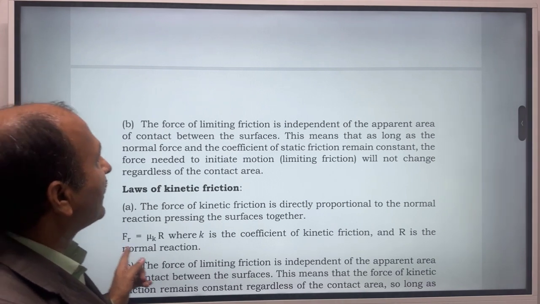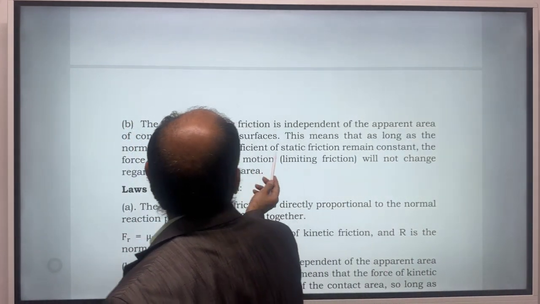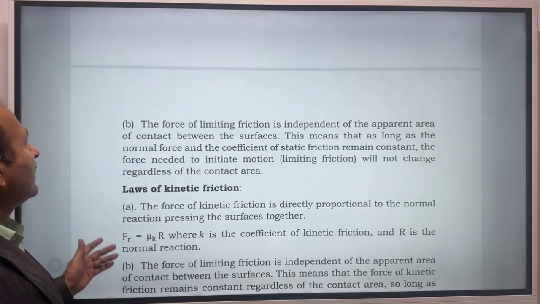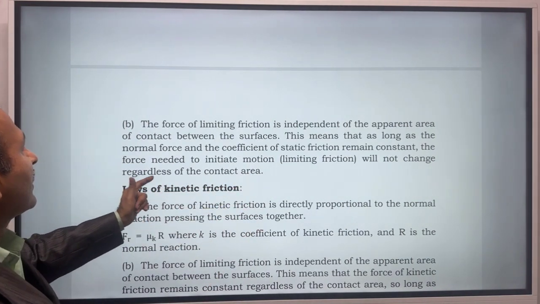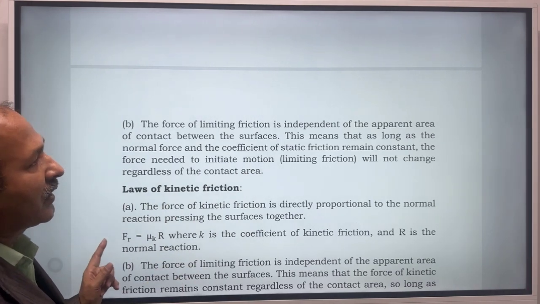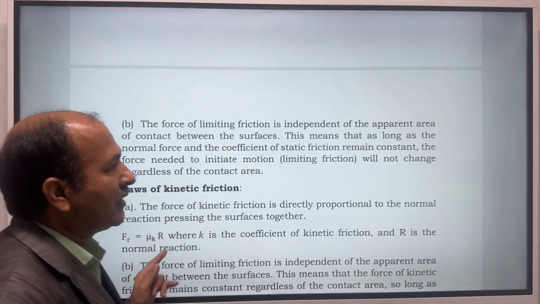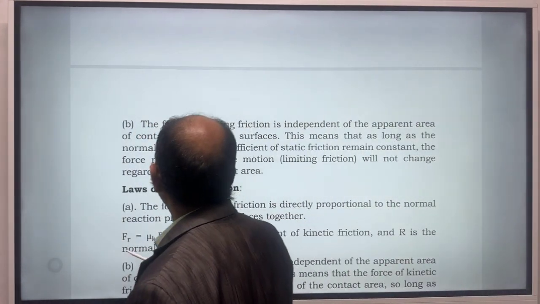Now here, the force of limiting friction is independent of the apparent area of contact. It does not depend on the area of contact. This means that as long as the normal force and the coefficient of static friction remain constant, the force needed to initiate motion will not change regardless of the contact area. It seems that it does depend on the area of contact, but it is not the case.